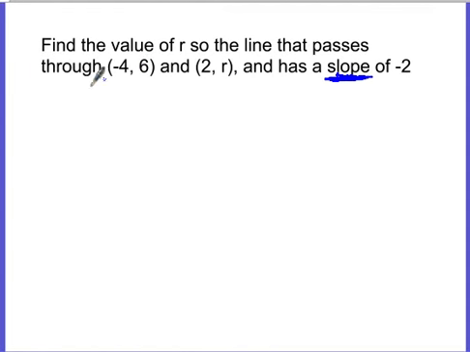Y2 minus Y1 over X2 minus X1 equals M. So Y2 is going to be R minus 6 over X2 minus X1. So that's 2. Is it okay if I write 2 plus 4? Does everybody know why I did that? 2 minus negative 4 would be plus 4, right? Okay. And that equals what?